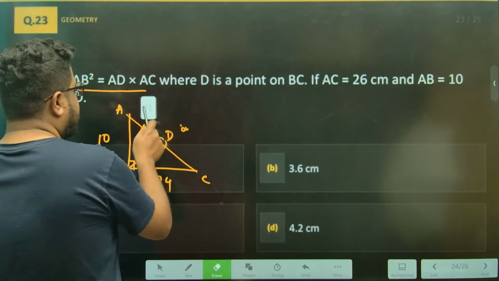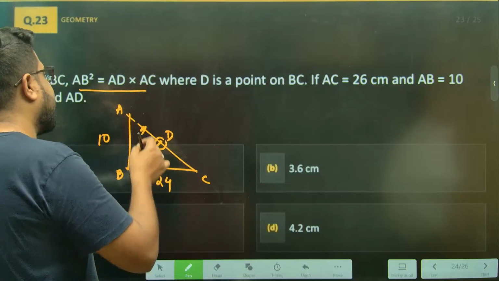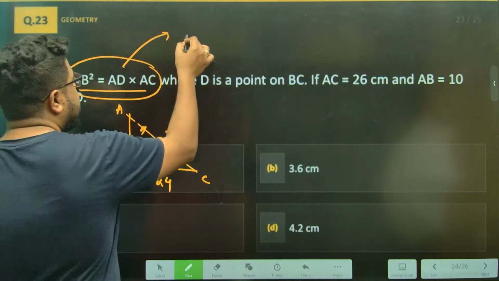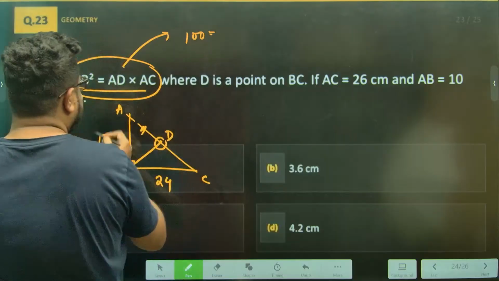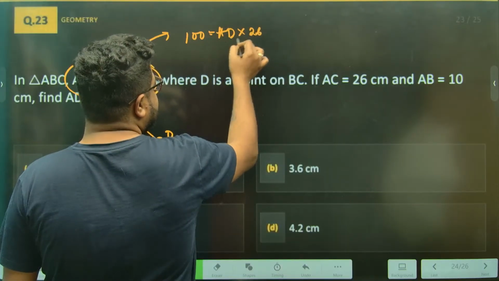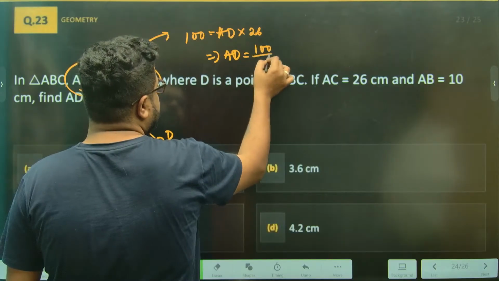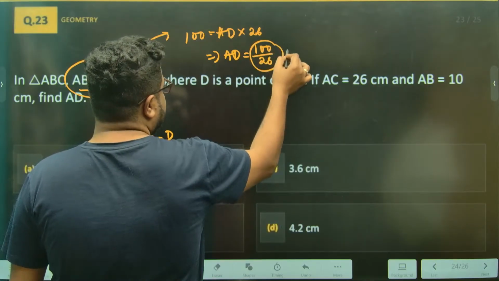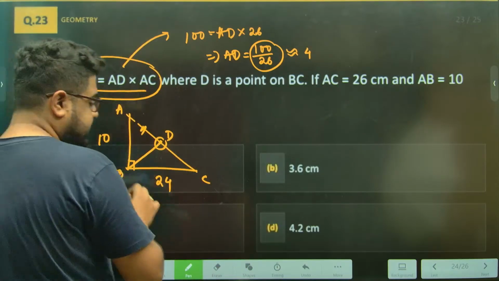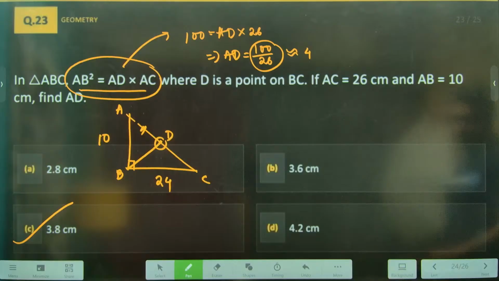Sir, they are trying to do something else. They are not using the property. They are asking us to use this property itself. Chalo, wahi karenge then. 10 square is 100. AB square is equal to AD into AC. AC is given to us, 26. So they are asking you to do this. This is just less than 4, 3.8 is the answer. 25 fours are 100, so this will be just less.